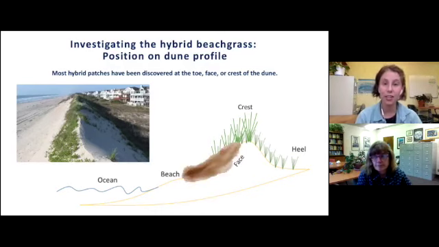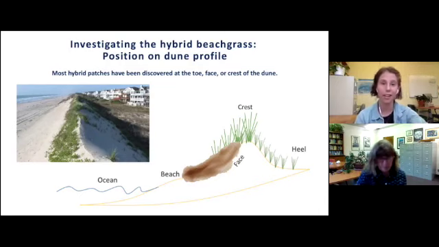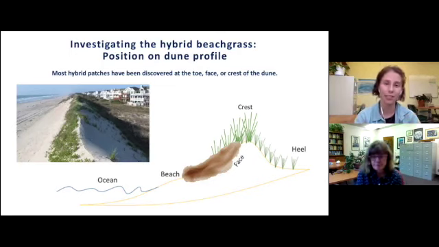Another important thing to note is that this area is also where the most sand deposition occurs. It's the point at which dunes are formed most recently and where beach grasses and vegetation have the most influence on the dune shape. And that'll be important for reasons when I talk about the hybrid's effect on dune ecosystem services.